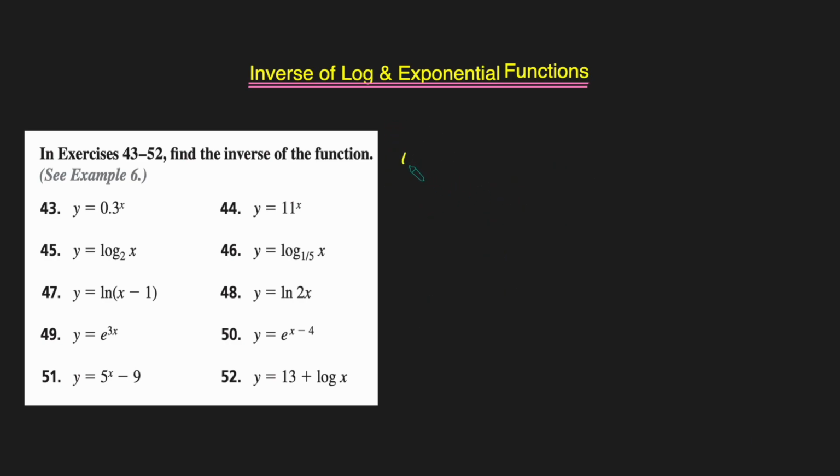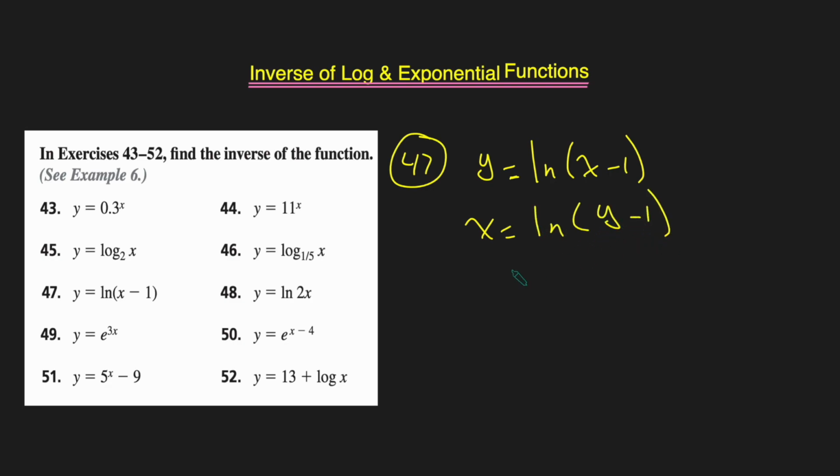Problem number 47. y equals the natural log of x minus 1. Switch the x and the y: x equals the natural log of y minus 1. The anti-natural log is e, and I raise this to the e. Now I have e to the x equals, this cancels each other, y minus 1. I move the 1 to the other side, and now I have y, this cancels, equal to e to the x plus 1.